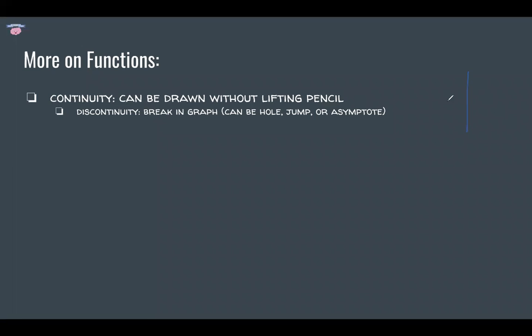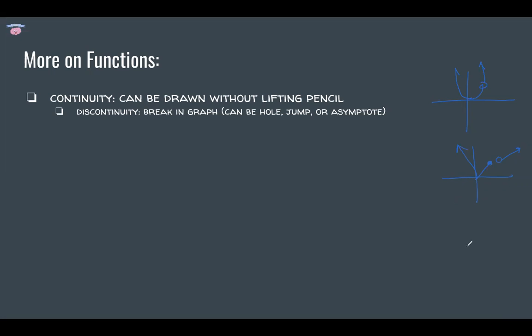So a hole would be something like this. So this is a hole right here, if you can't tell. A jump would be something like this. Basically, there's no function over there. And actually a better example of a jump would be something like this. There, now you can see it more clearly.